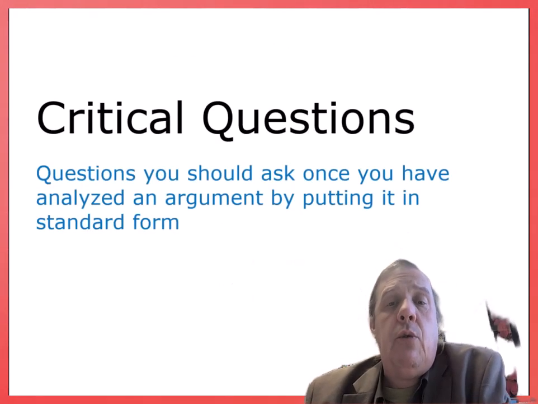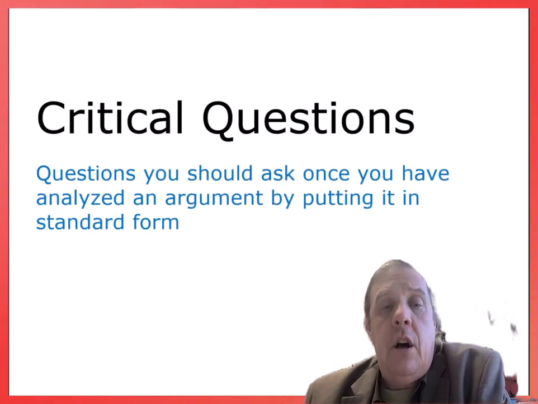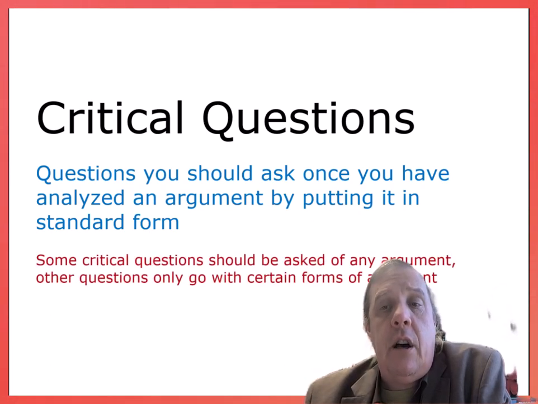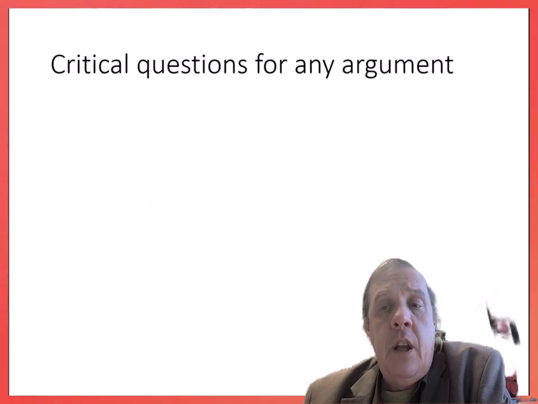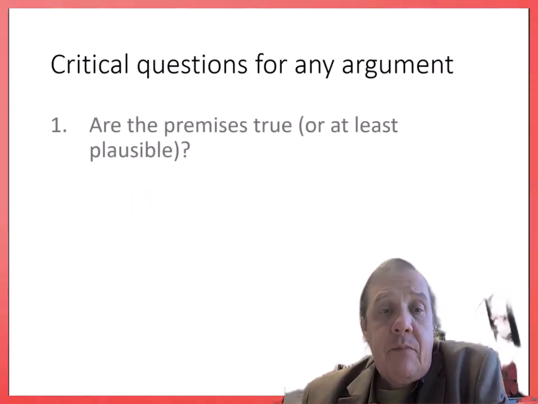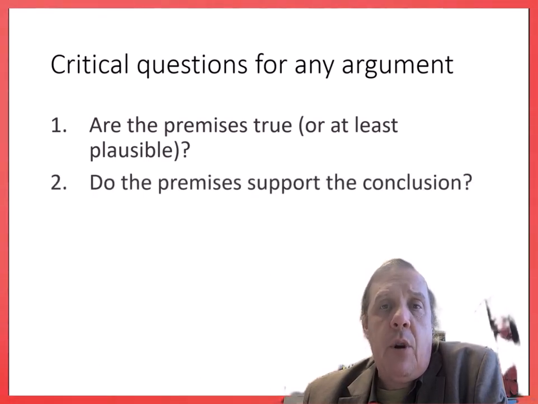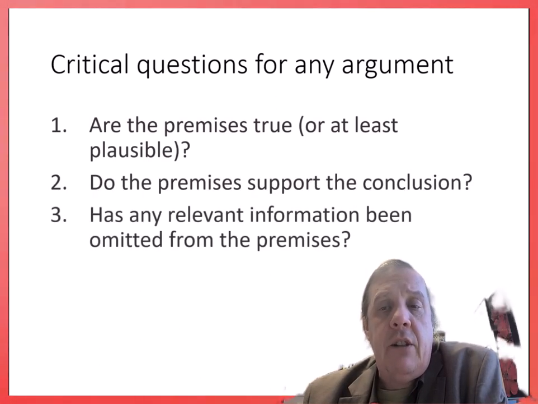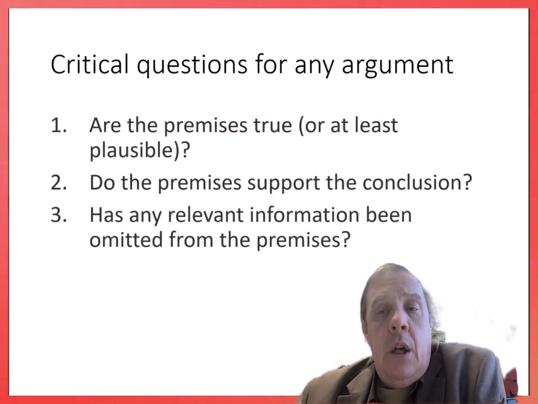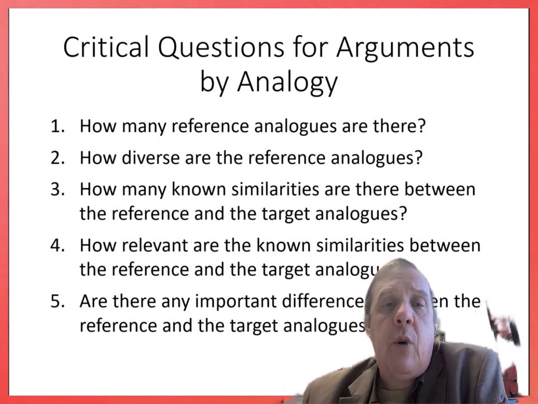The critical questions are questions that you ask once you've analyzed an argument by putting it in standard form. There are critical questions that go with any argument, and there are critical questions that go with certain forms of argument. So for any argument, we ask: are the premises true, or at least plausible? Do the premises support the conclusion? And has any relevant information been omitted from the premises? There are more specific questions that we can ask about arguments by analogy.